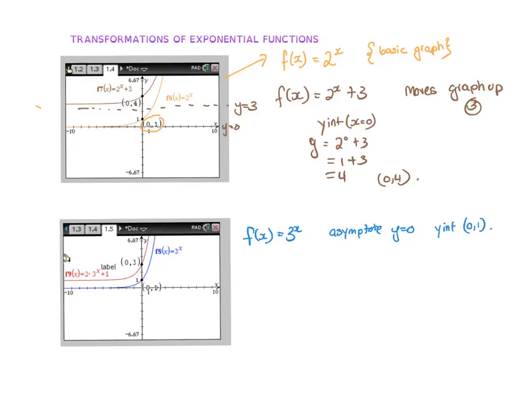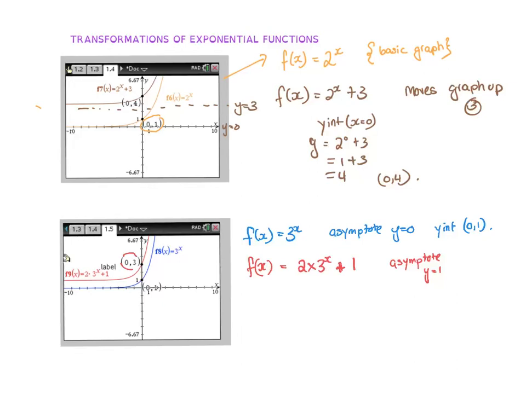Okay, so then if you look at the new graph, let's see what's happened when I times it by 2 and I've added 1. So the 1 moves the asymptote up. So we've now got the asymptote at y equals 1.